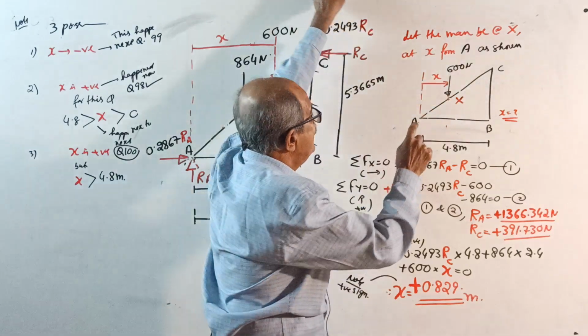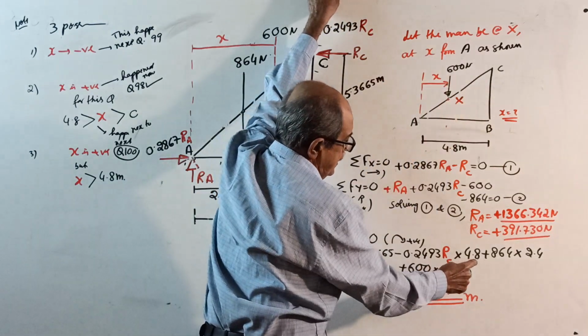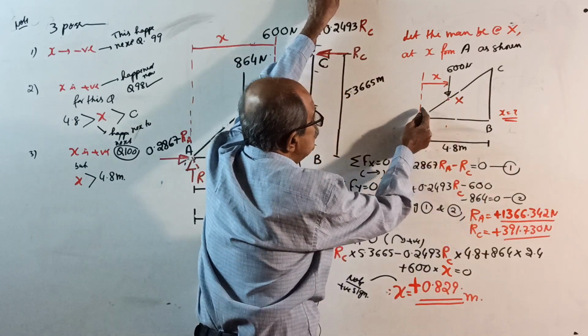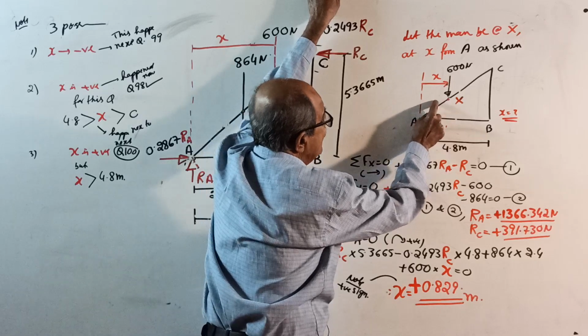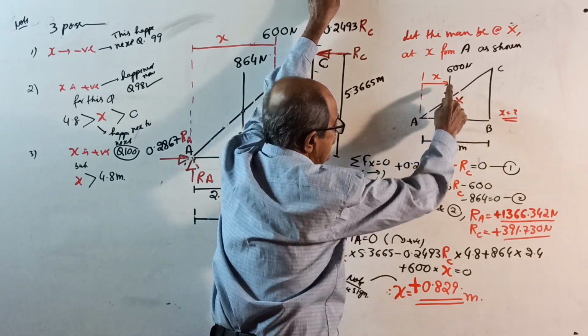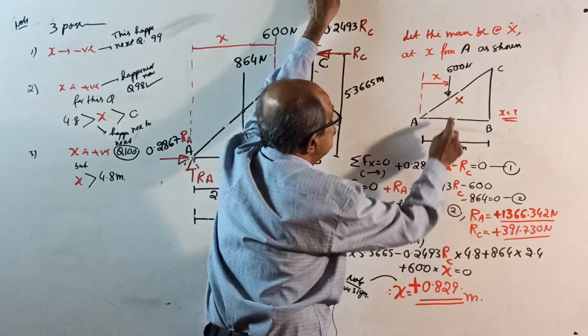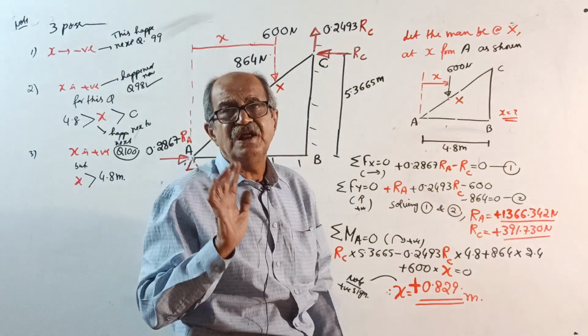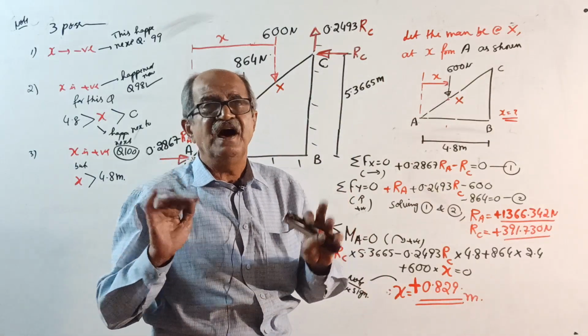You got x equal to 0.829 meter. This is 4.8. So when he travels along the ladder, horizontally when he moves by a distance of 0.829, when he reaches here, the ladder will slip. Yes, correct. This is a correct question, so it has got a definite answer.